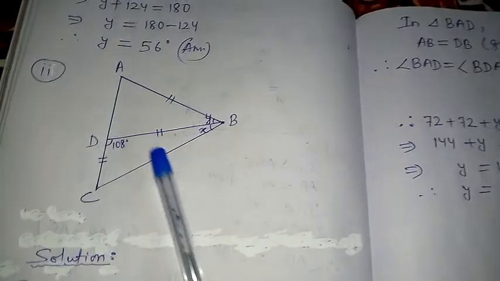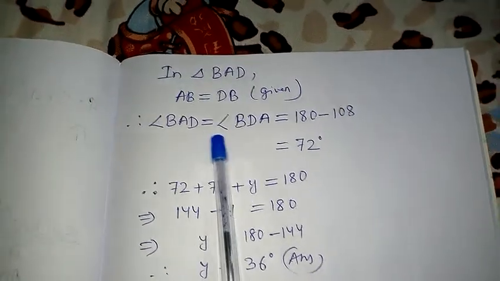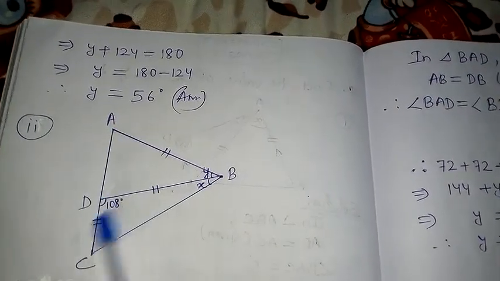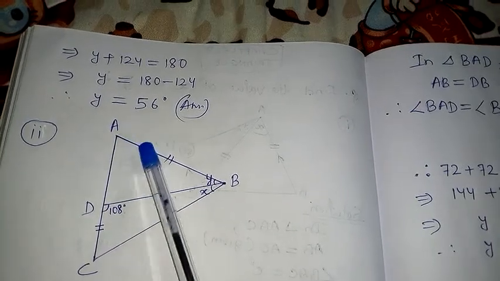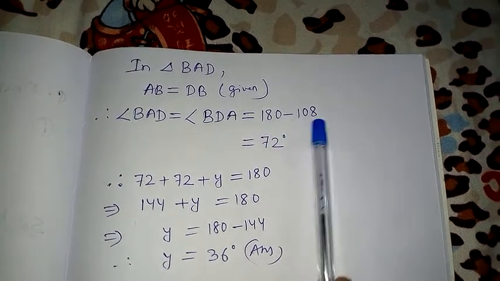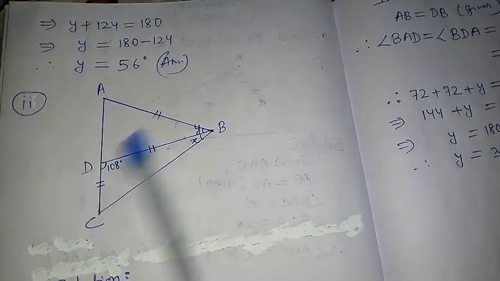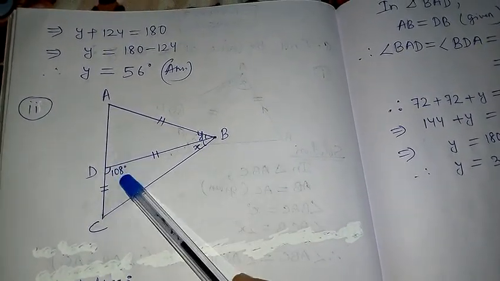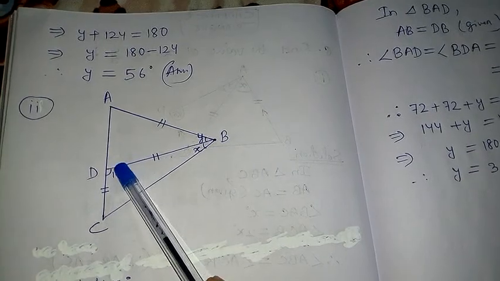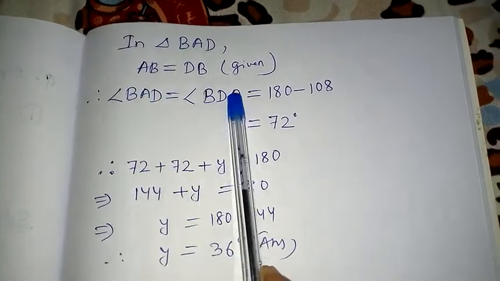AB is equal to DB. Side AB is equal to DB. So given. So in this case what happens? Angle BAD equal to angle BDA. That means angle D and angle A will be equal, because these two sides are equal, and it will be 180 minus 108, and if you subtract, it is 72. That means it is 72, this also will be 72, and this will come by subtracting 180 with 108. Why 180 minus 108? Because a straight line is 180, and if this part is 108, this part will be your 72. So with that we came to know both the angle is 72.